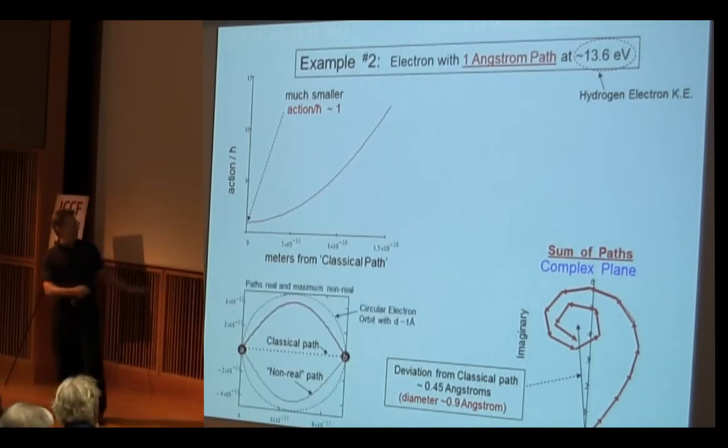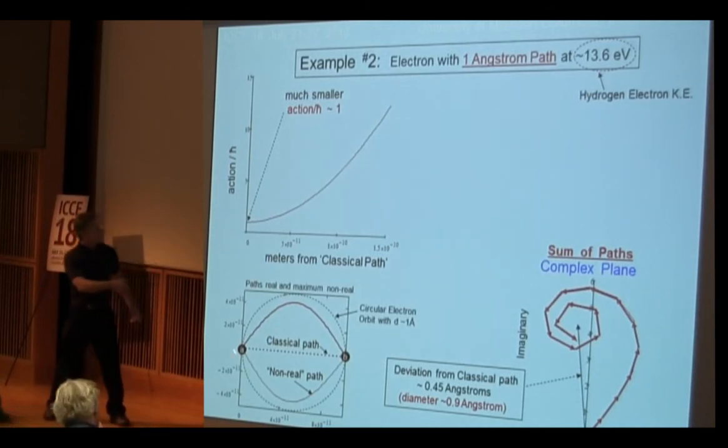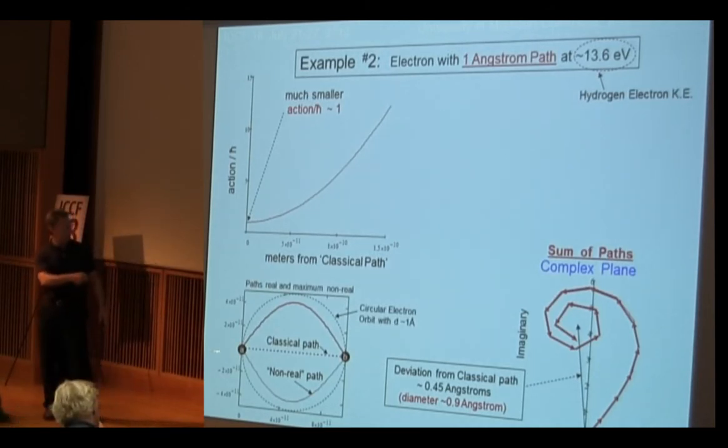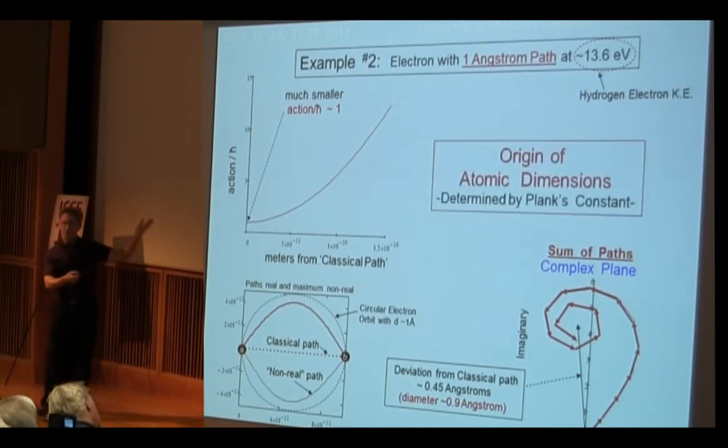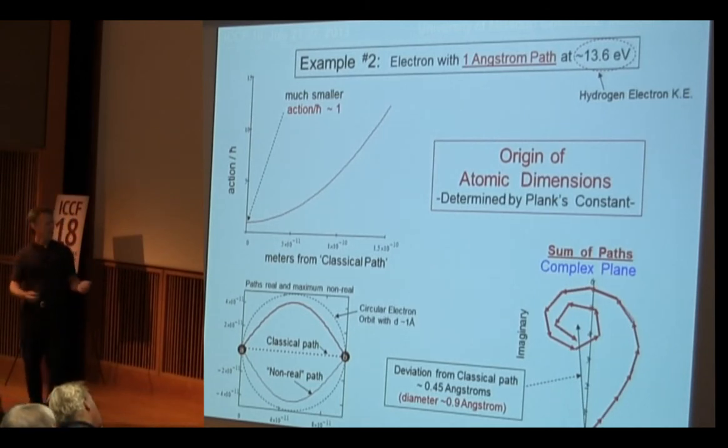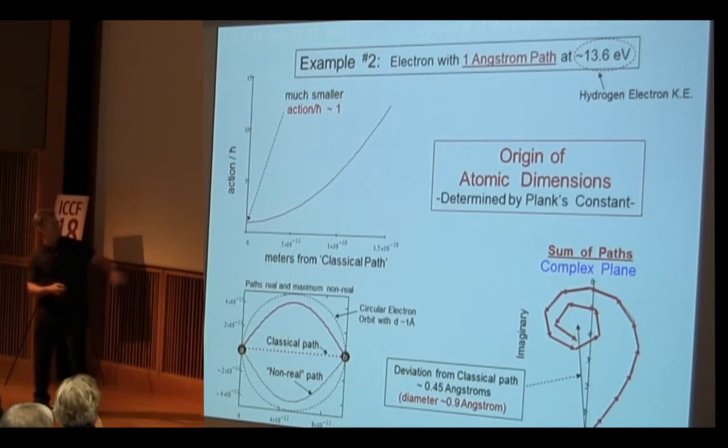And what do I mean by that? Well, if you draw a picture, there's the real path, the free particle path, just a straight line. And these paths have the same probability, basically, as the classical path, which is, you know, that's crazy. But that's the origin of the atomic dimensions. Okay? Fairly straightforward if you follow all the arrows and all.